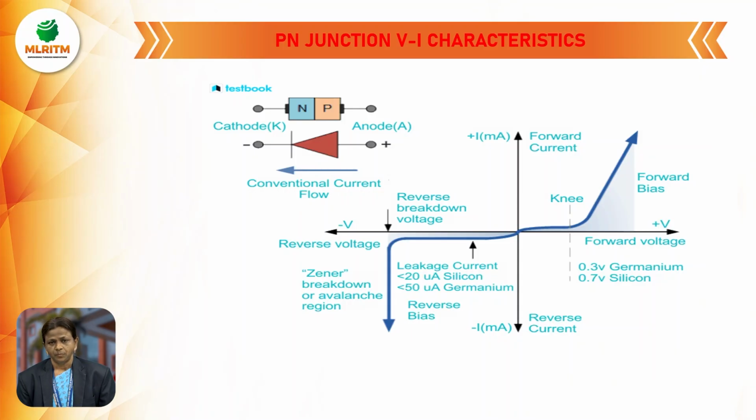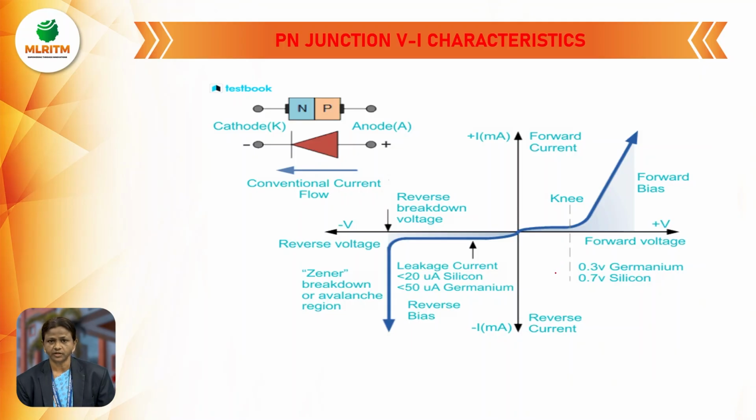So charge carriers move from P region to N region as well as N region to P region. So from this point onwards, as Vf value increases, current value also increases exponentially. Whenever there is a sudden rise in the current value, that corresponding voltage is known as cut-in voltage. This is denoted as V gamma.